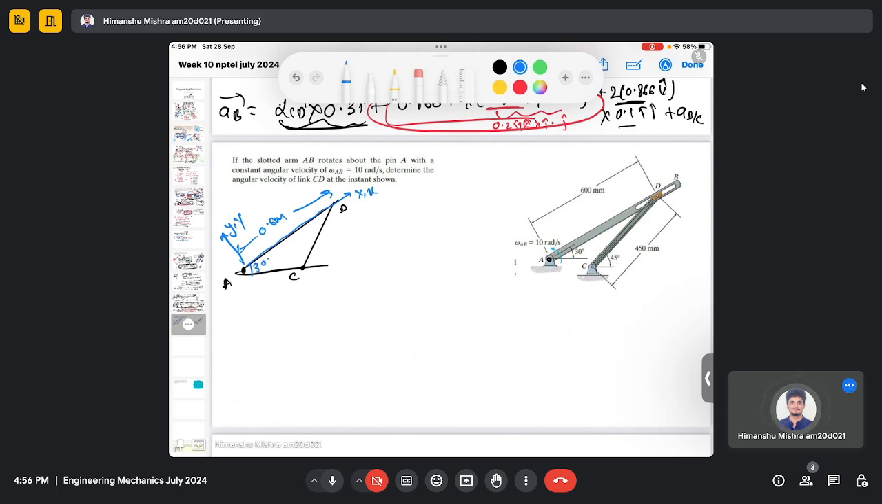This is 30, and this is 45, and this is 15. So AD has the angular velocity, sorry, AB, which is 10 rad per second. And we need to find the angular velocity of CD.